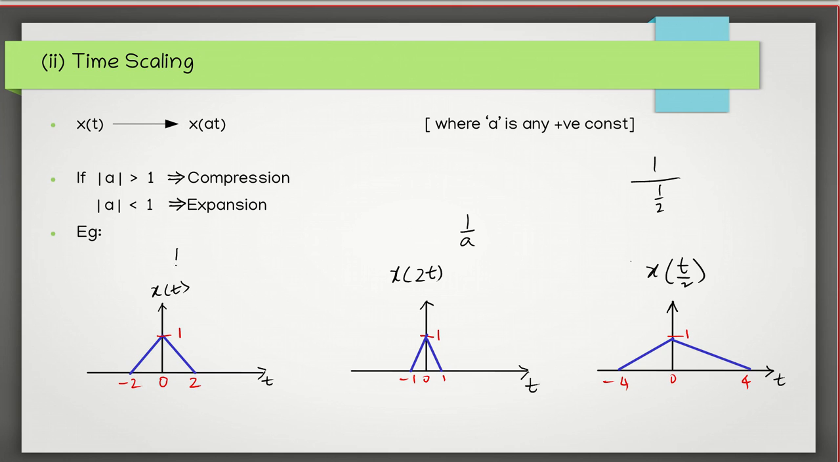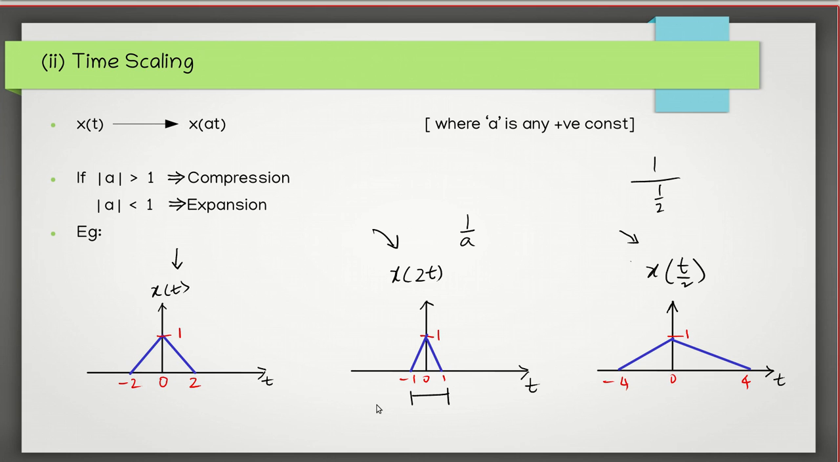Let's just consider x of t. If x of t was an audio tape, then x of 2t will be the audio tape played at twice the speed, and x of t by 2 will be the same audio tape played at half the speed. Now generally, if an audio tape is being played at twice the speed, obviously its duration will decrease, and if it's being played at half the speed, then obviously its duration, its width will increase, and it can be clearly seen from the given example.